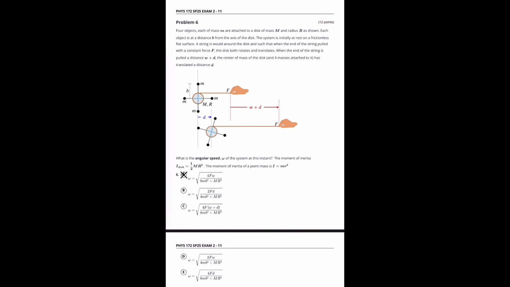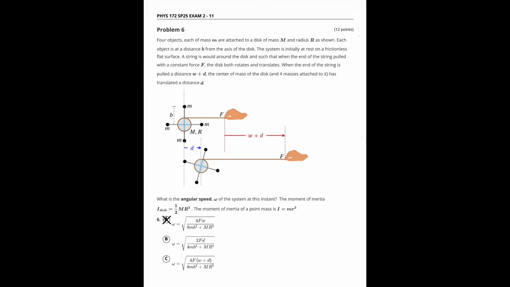The moment of inertia I disk is equal to 1/2 big M r squared. The moment of inertia of a point mass is I is equal to small m small r squared. So the first thing I'm going to do is write out our system and surroundings. Our system is our big mass m plus 4 times the small mass. Our surrounding is our hand or our applied force F. From the energy principle, we can say the change of energy of the system is equal to the work done by surrounding.